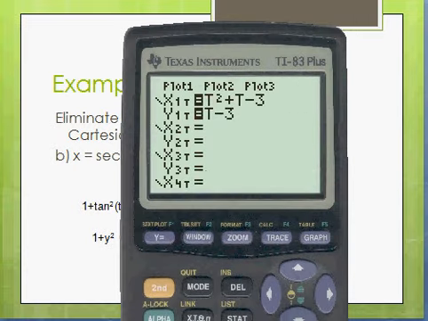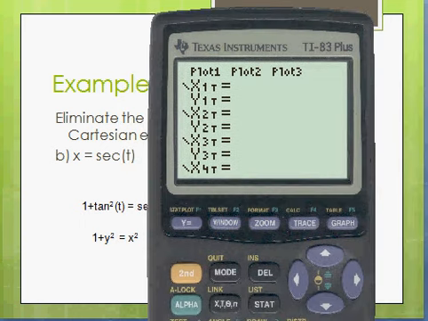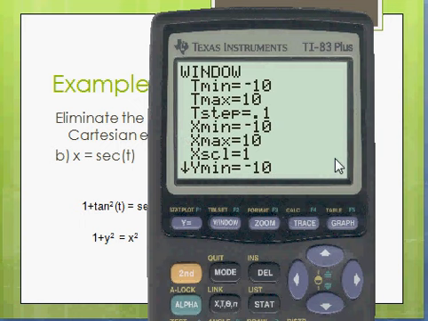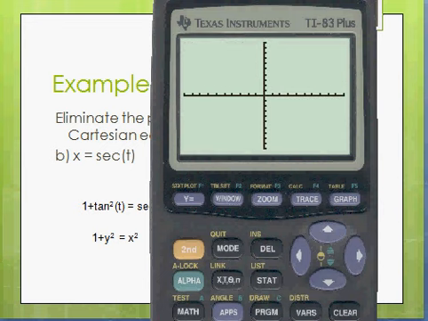So clear out the last one, get rid of our parabola. Secant, so we're going to have to do 1 divided by cosine of t. And then we want tangent of t. Okay, I'm going to change the window. Now we're doing trigonometry. We'll run through the complete period of these things if we go from 0 to 2 pi, which I can type in as 2 pi, and when I hit enter, it's going to convert it to a decimal. Graph this thing.